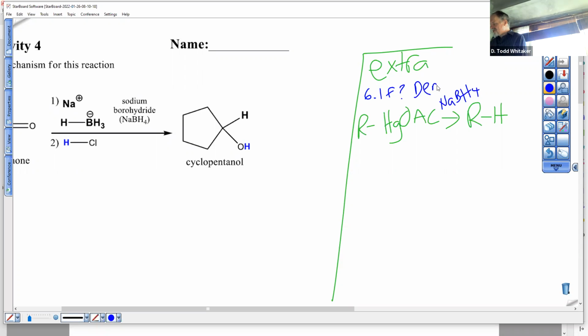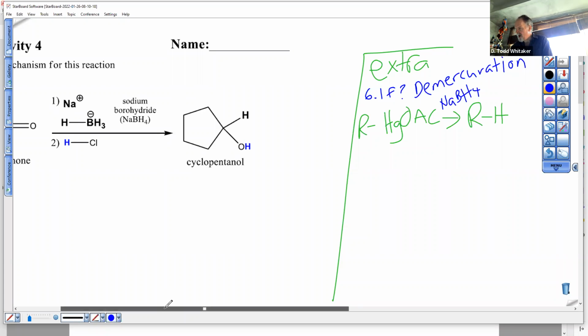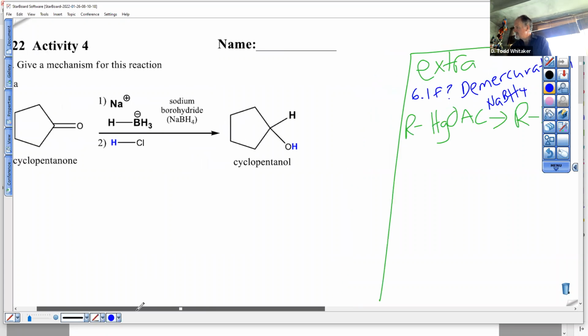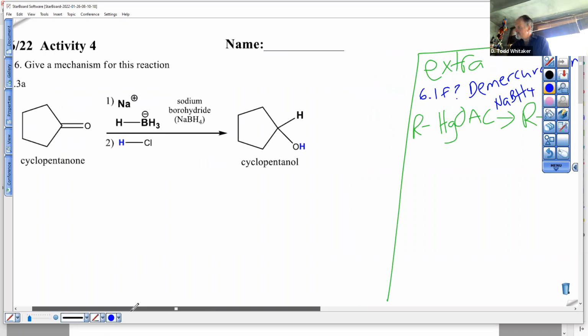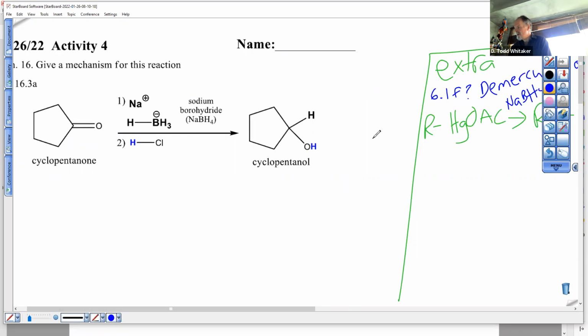So if the section number doesn't match, that's not how you spell mercury, Dr. Whitaker. Okay. There you go. It's the demercuration after the oxymercuration. Okay. Mercury. Okay, that's not what we're using it for here, clearly.